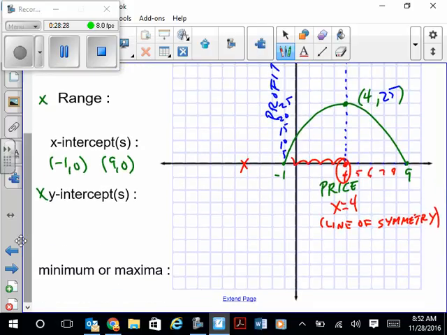What does the maxima represent? Before you write it. Highest point. In this scenario, we're looking at prices and we're looking at the profit. The max profit? So that's all right.